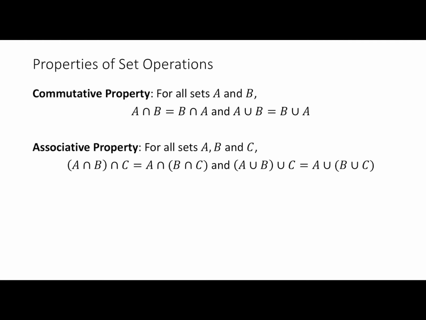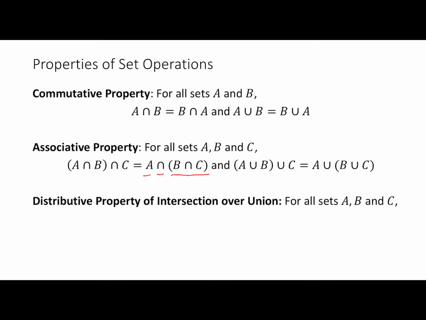The associative property allows me to reassociate when I'm taking operations on three sets. So if I want to do A intersect B intersect C, I can first do A intersect B and then intersect that with C, or I could first do B intersect C and then intersect that with A. Similarly with the unions. I can distribute intersection over unions. So if I want to take A intersected with the set B union C, I can think of distributing this intersection over that union. So I take A intersect B unioned with A intersect C.